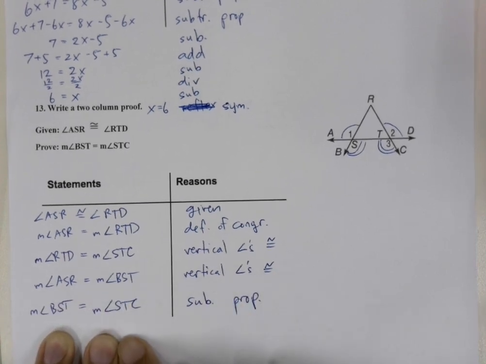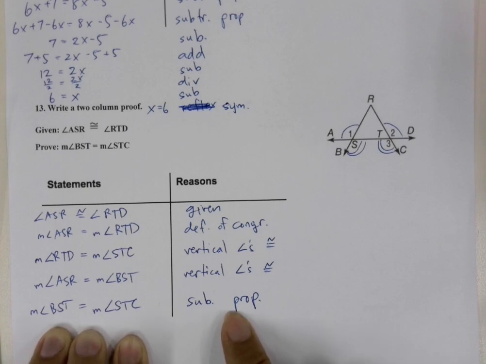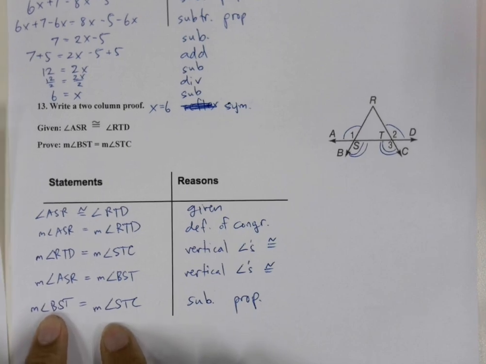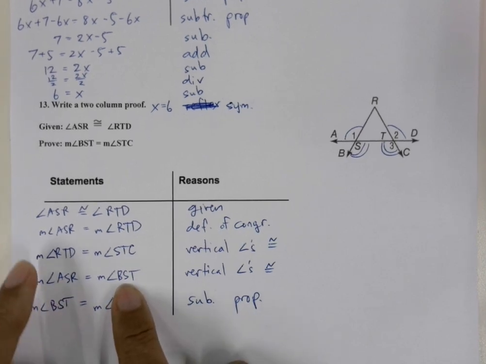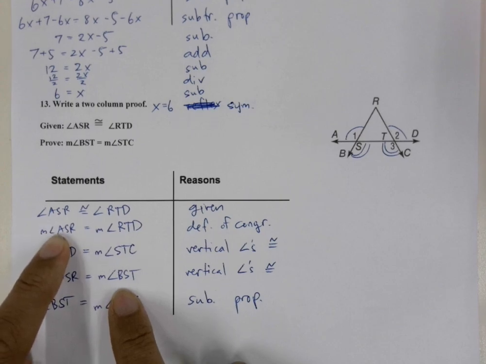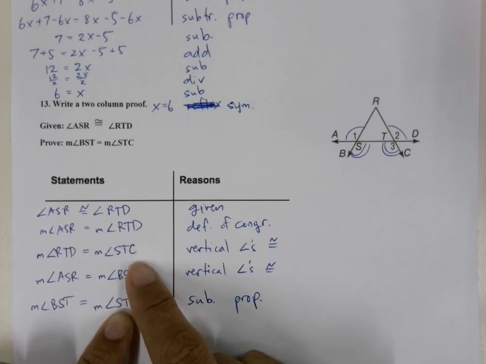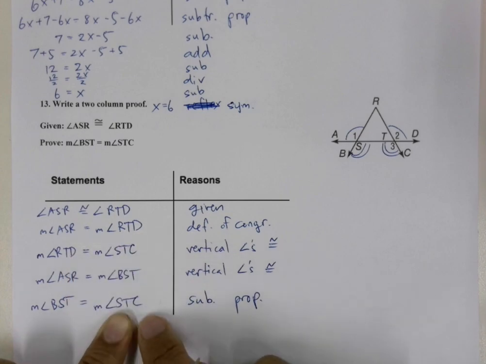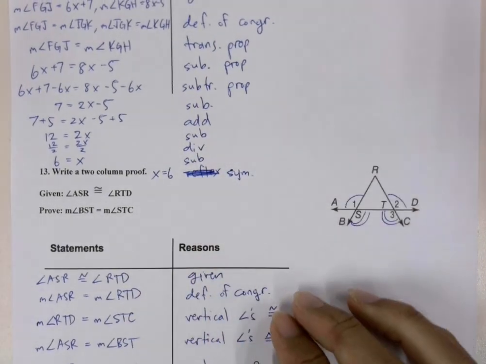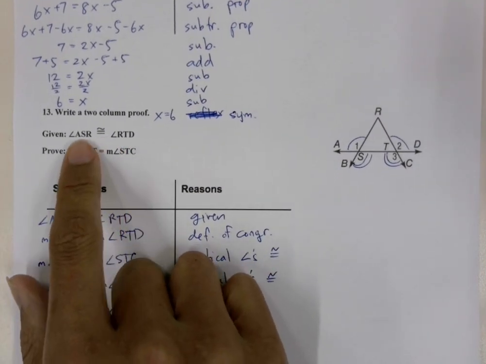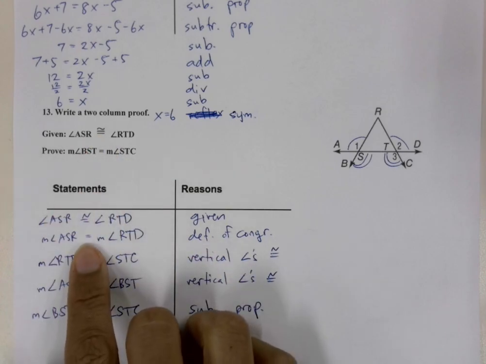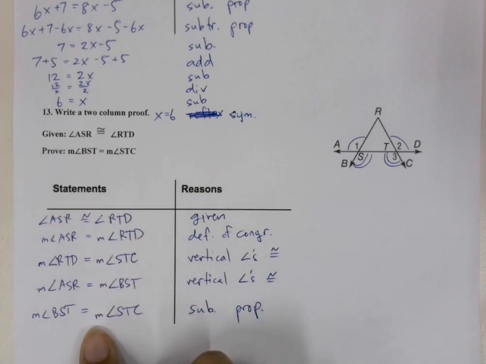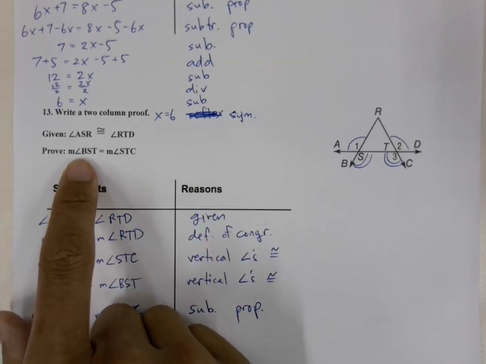Okay, and then lastly, we can go ahead and use the substitution property to state that the measures of both of them are equal, because now we're substituting in BST for ASR, and we're also substituting in our measure of STC for RTD in the last step, right? The trick here is to first change the congruency into measures, and then use the theorems that we know to justify and prove what we're asked to prove.